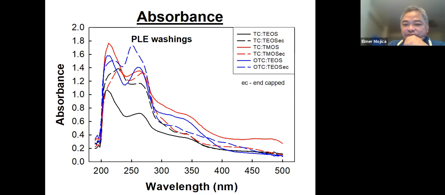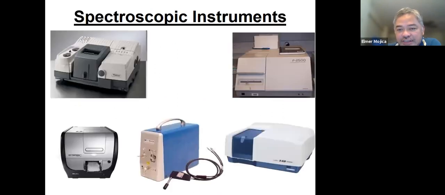And then we also try to use, let's say, the PLE washing. So this is a pressurized liquid extraction washing. So we use what we call tetracycline with different recipe, and another tetracycline, which is what we call OTC. And we found out that we lose the peak around 360, because that's a signature peak of tetracycline.